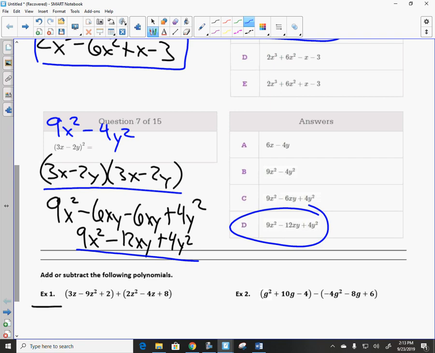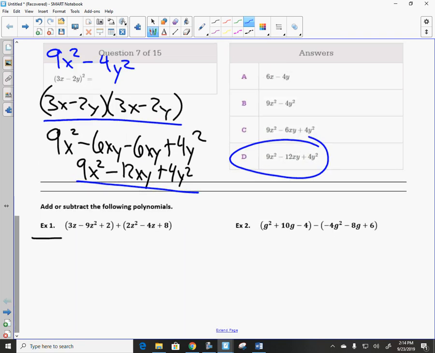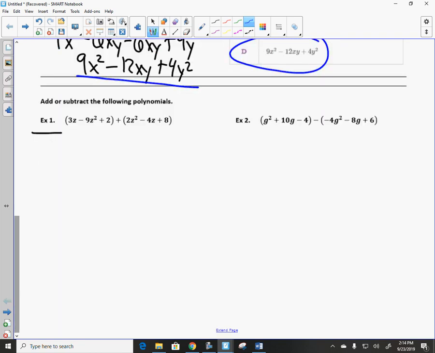Hi there. So, our goal today is to perform operations on polynomials. We will add, we'll subtract, we'll multiply, and we will divide. We'll do those 4 things. The very first one says add or subtract the following. If you have addition, you simply can drop the parentheses and combine like terms.